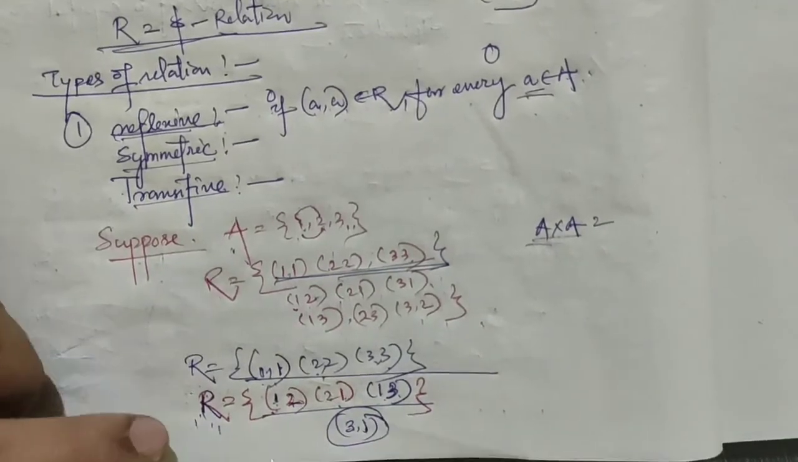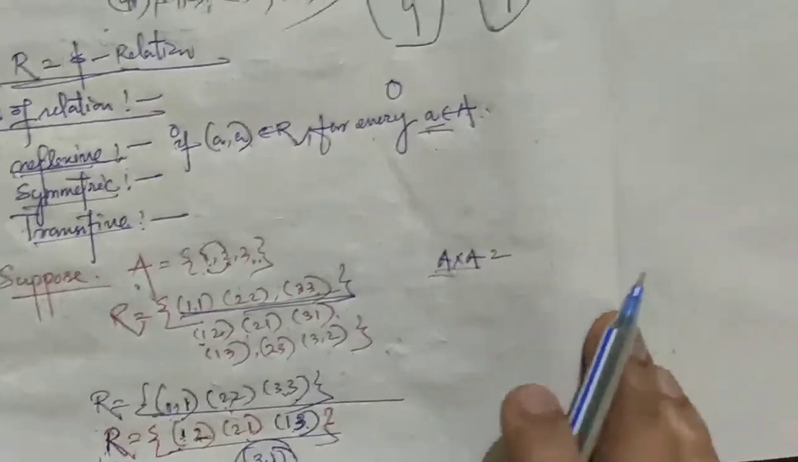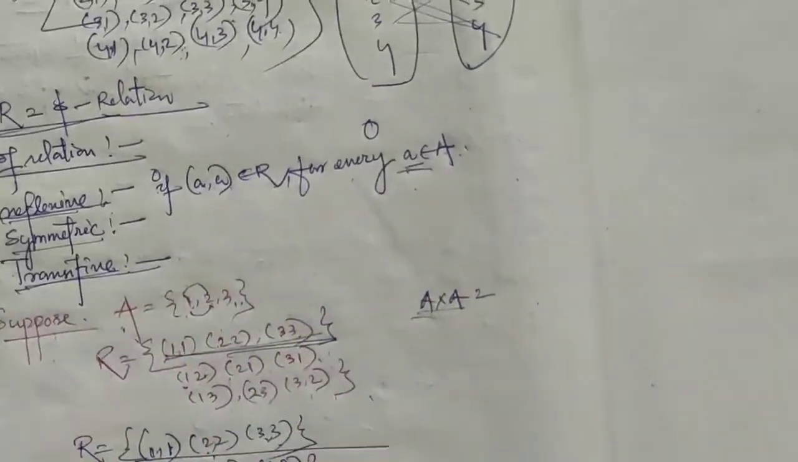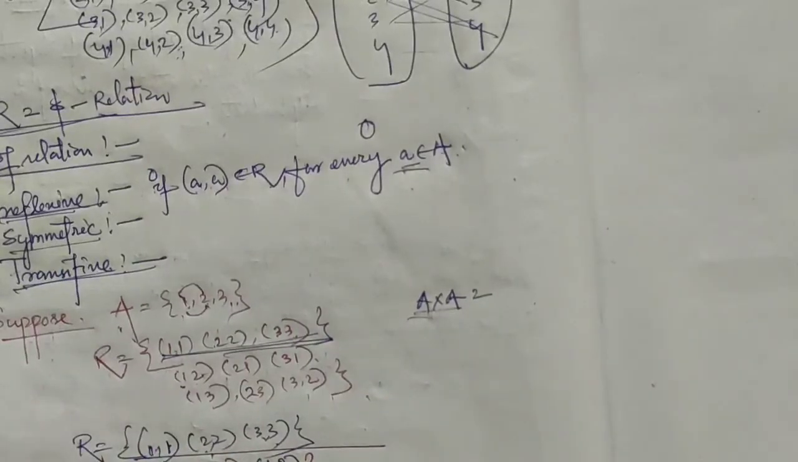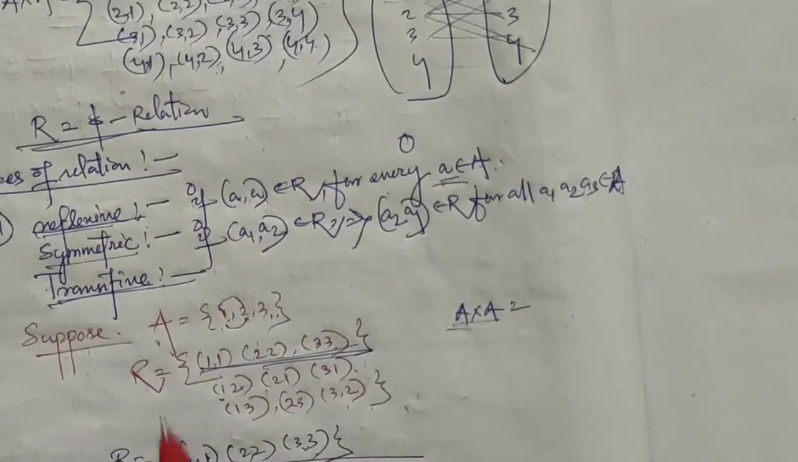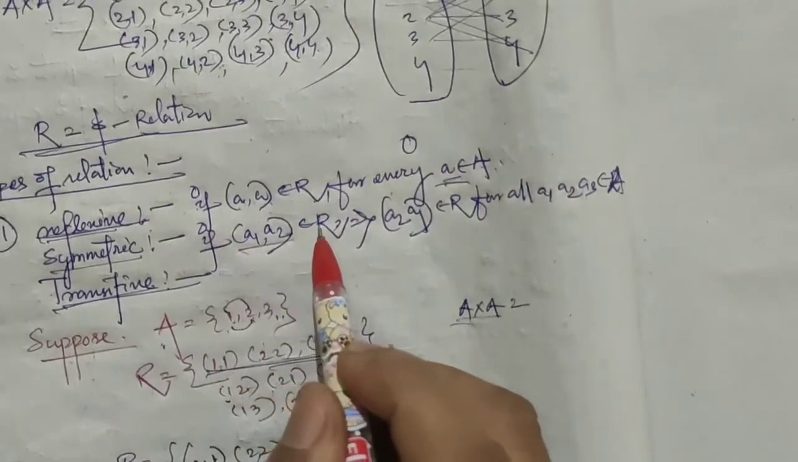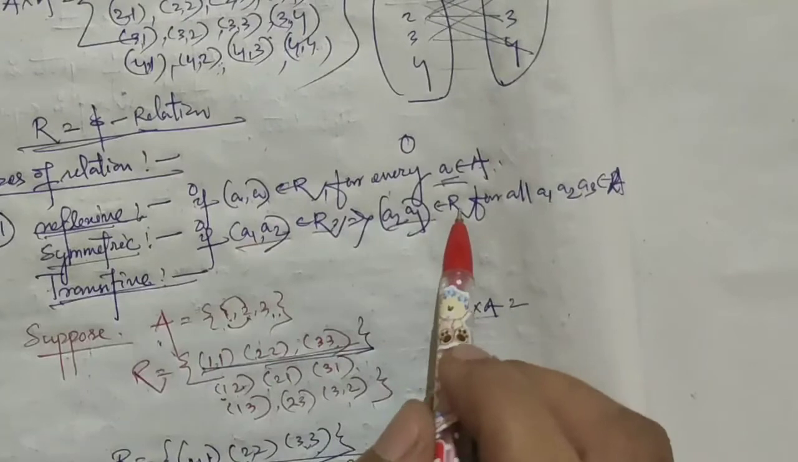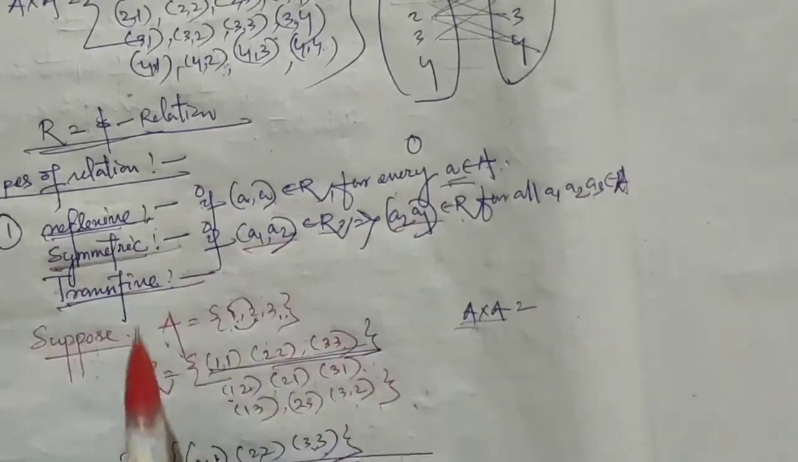I believe that I made my point here. Okay, so now check for the next one. What is transitive? Okay, I'm going to write down this symmetric definition. You check here, if A1, A2 is in this relationship R, then A2, A1 must be in this relationship with R. Then only we will say that this is a symmetric relationship.